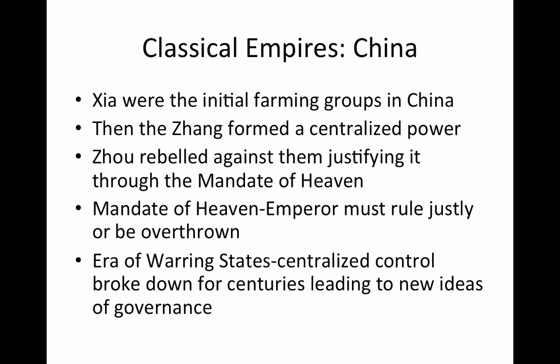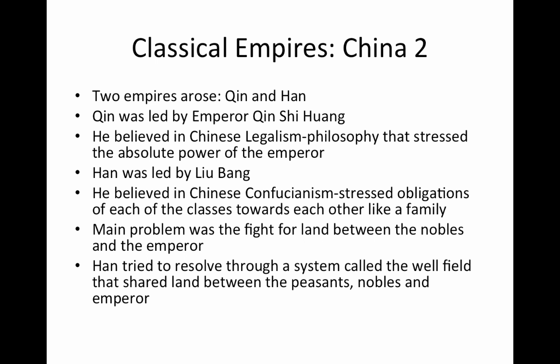Well, the Chu were overthrown, and when they were overthrown, the Chinese system led to an era of warring states, in which there was a breakdown, in which there was no centralized control, and so for centuries there was a fight between different warring groups, and they ended up creating new ideas for governance. So this is why China ends up being so complicated at this time period, and also a leader of the world at this time period.